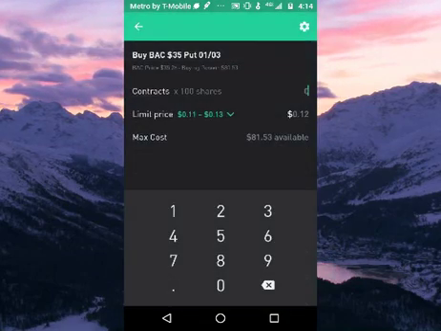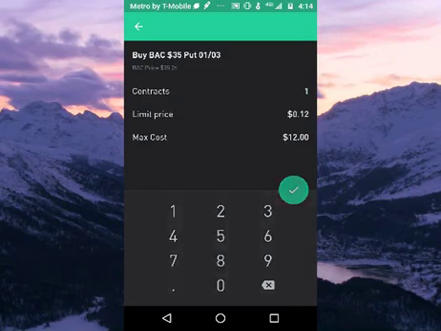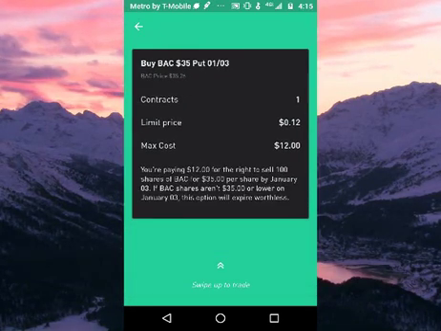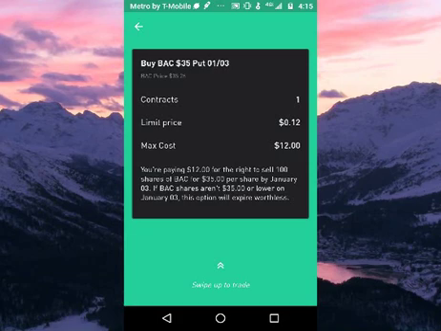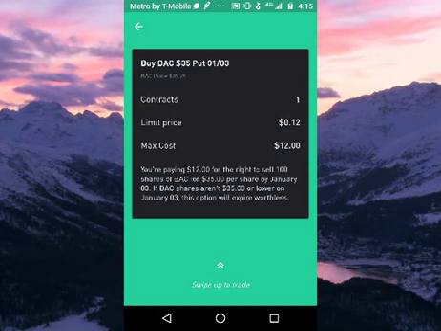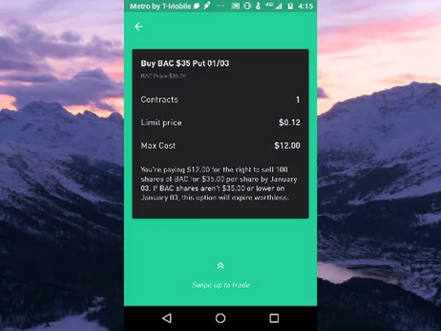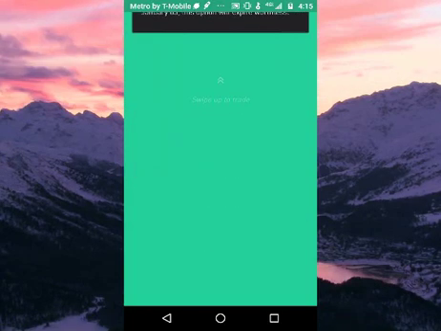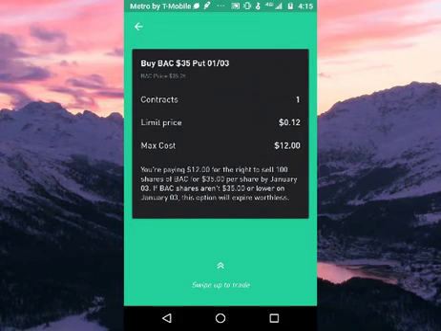You can go back over here. I'm going to buy one contract. And Robinhood explained to you, you're paying $12 for the right to sell 100 shares of Bank of America for $35 per share by January 3rd. If Bank of America shares are not $35 or lower on January 3rd, this option will expire worthless. So you're going to swipe up, and that is going to execute the trade for you.